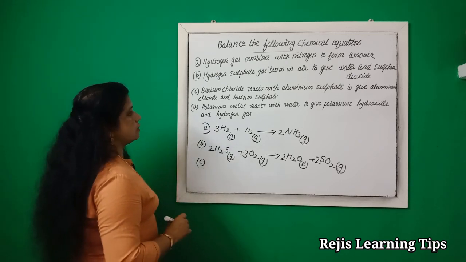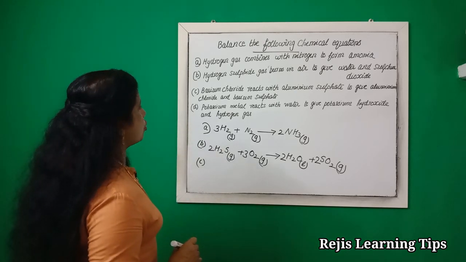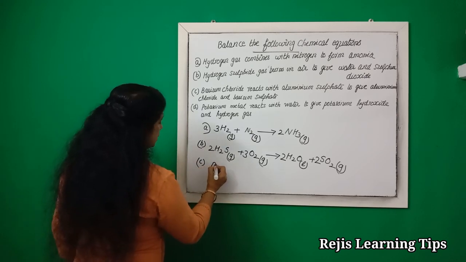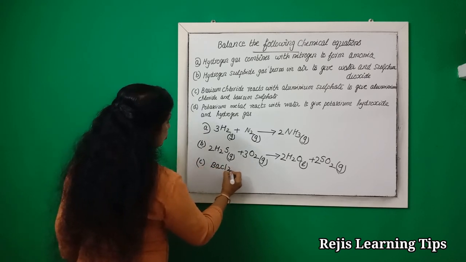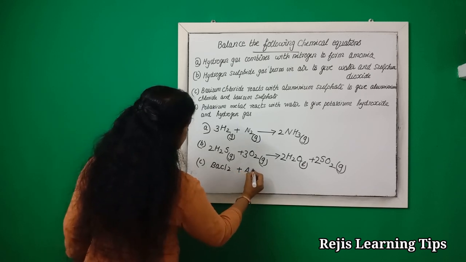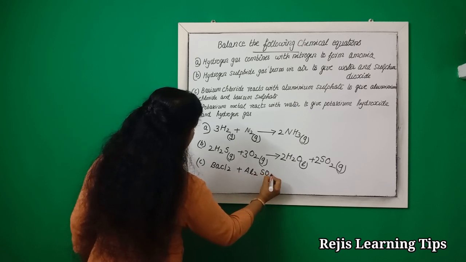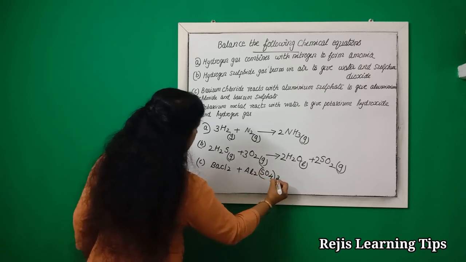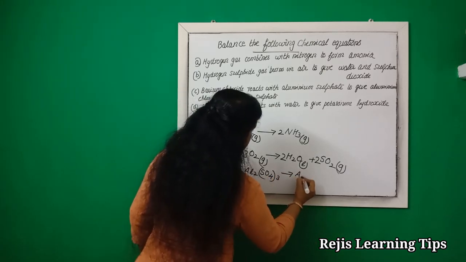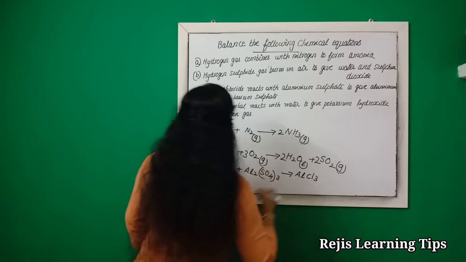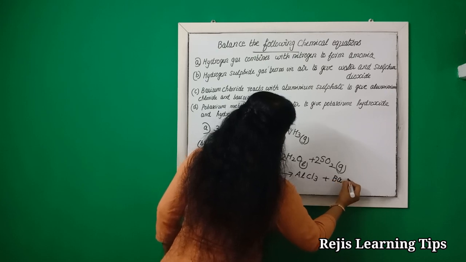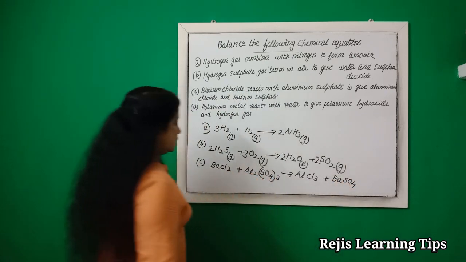Barium chloride reacts with aluminium sulfate to give aluminium chloride and barium sulfate. Barium chloride, BaCl2, reacts with aluminium sulfate. Aluminium sulfate means Al2(SO4)3, to give aluminium chloride, AlCl3, and barium sulfate, BaSO4, that is barium sulfate.